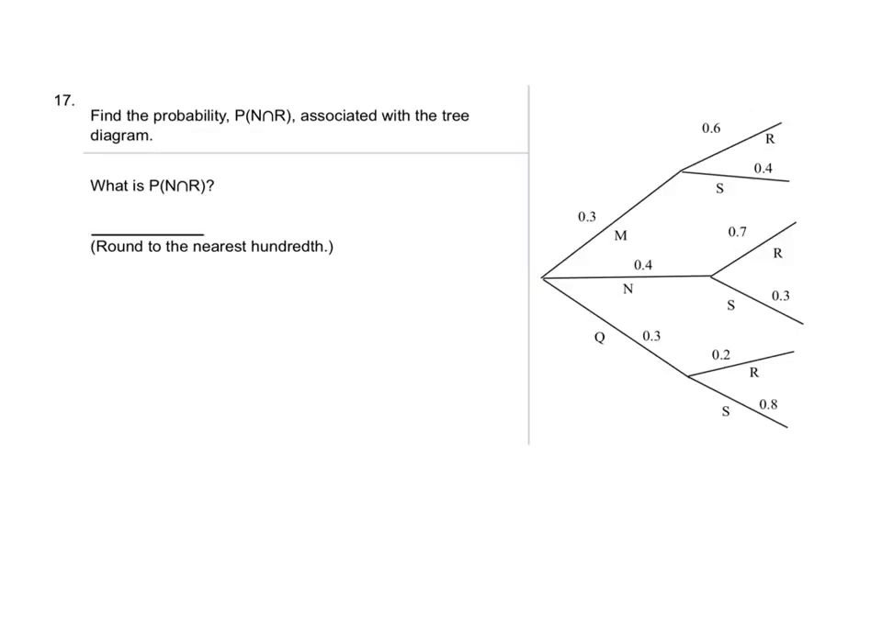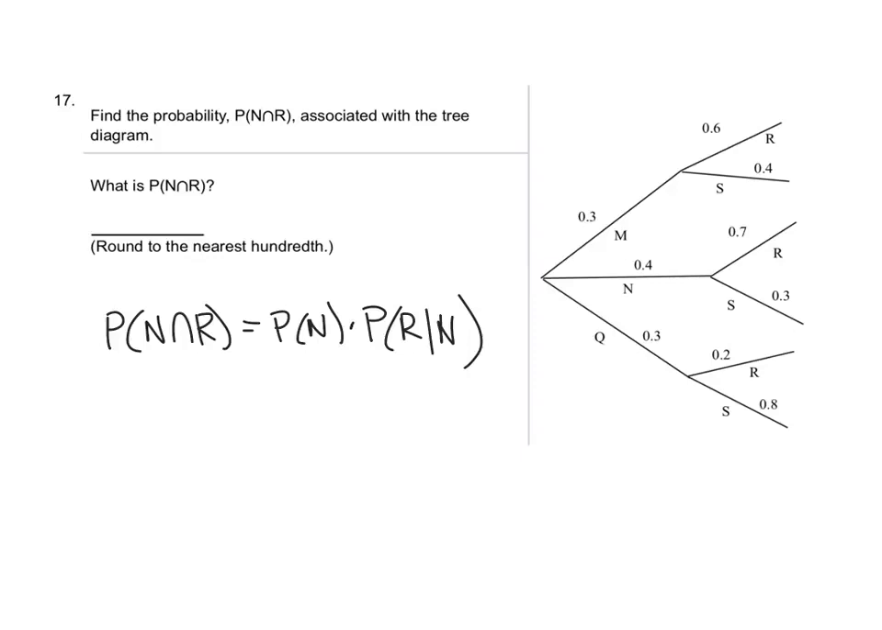Find the probability of the intersection of N and R associated with the tree diagram. What is the probability of N intersection R? We'll use the multiplication rule for probability, which says that the probability of the intersection of N and R equals the probability of N times the probability of R given N. First, we'll look at our tree diagram to identify the probability of N. N is the middle branch, and the probability is 0.4. So the probability of N is 0.4.